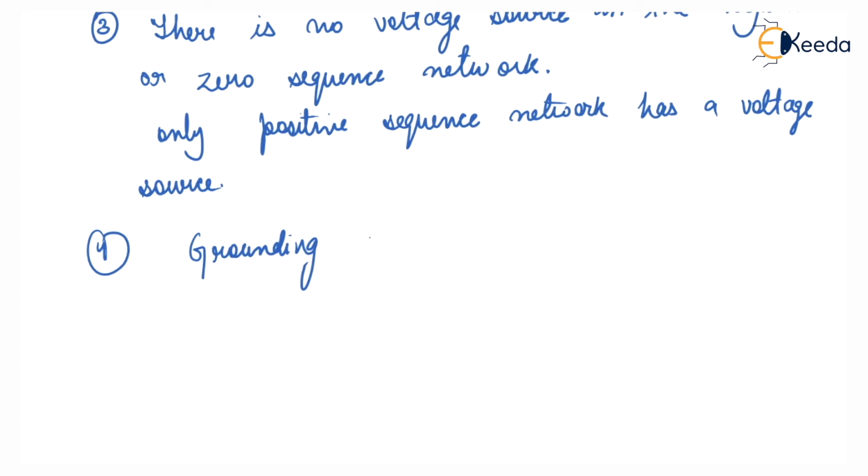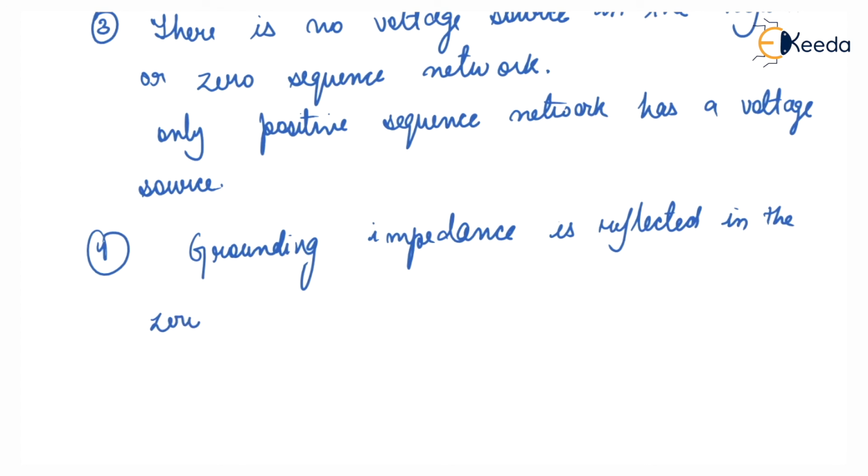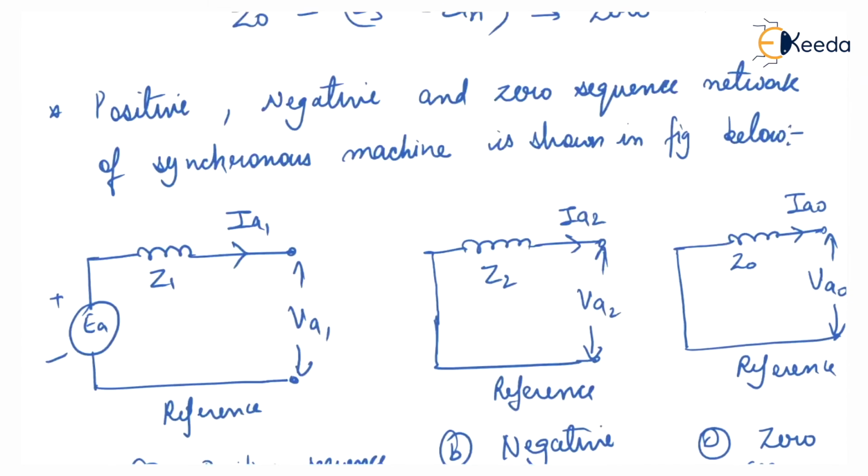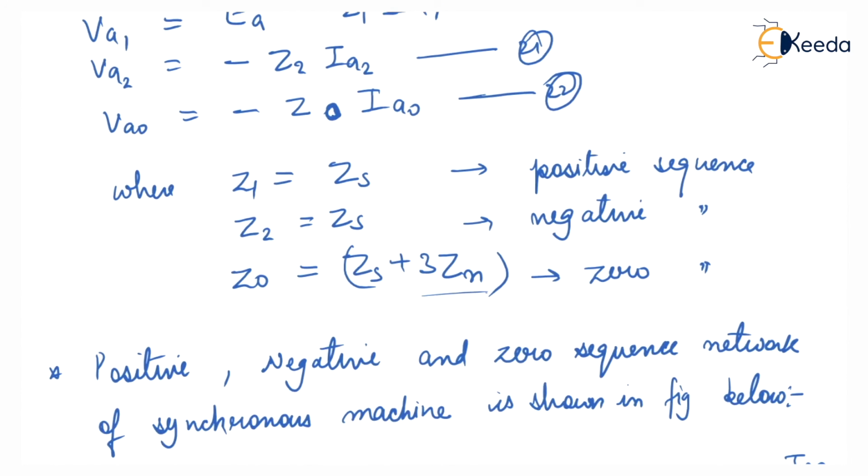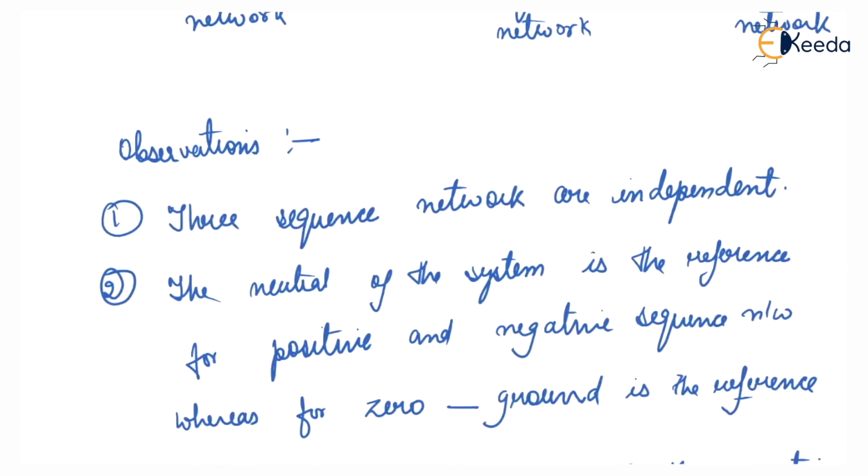And the last observation, the grounding impedance is reflected in the zero sequence network as 3Zn. See, it is Zs plus 3Zn. So the grounding impedance is reflected in the zero sequence network as 3Zn.